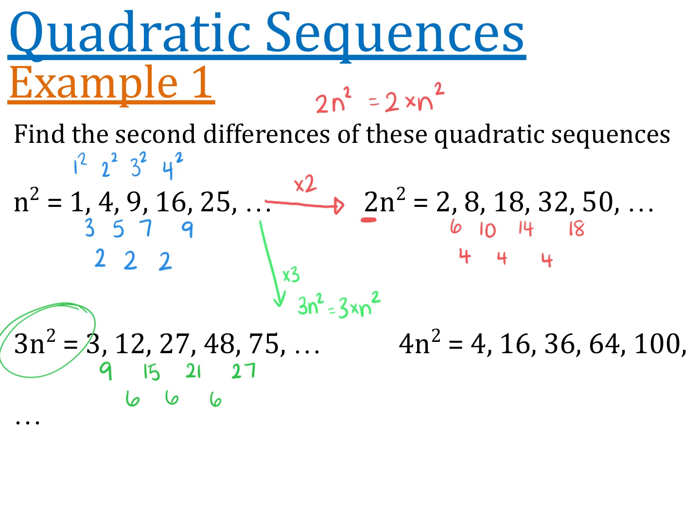All right, next we've got 4n squared. So let's find the first differences, 12, 20, 36, and, oh, that's not 36, hang on.